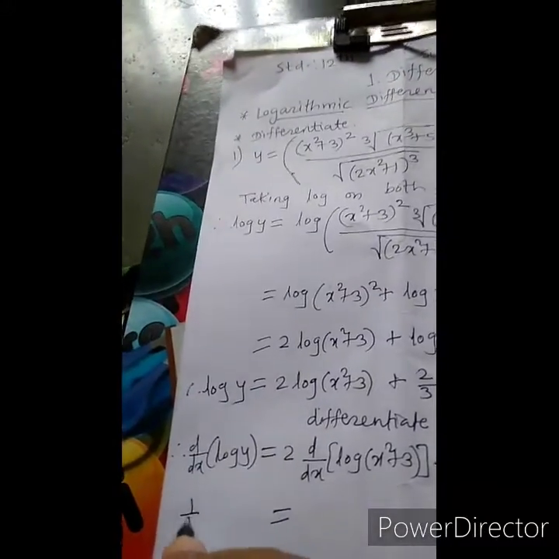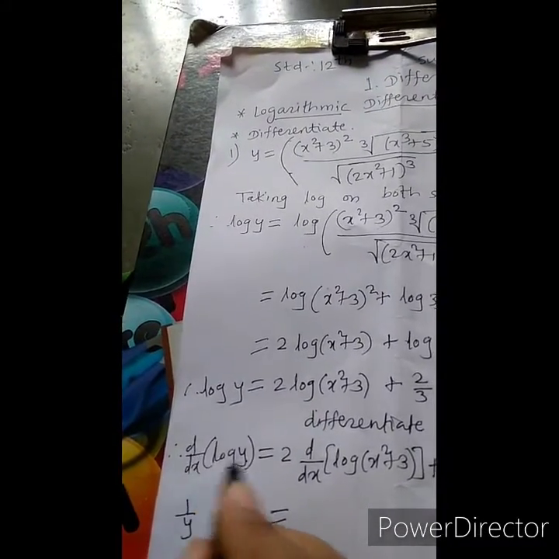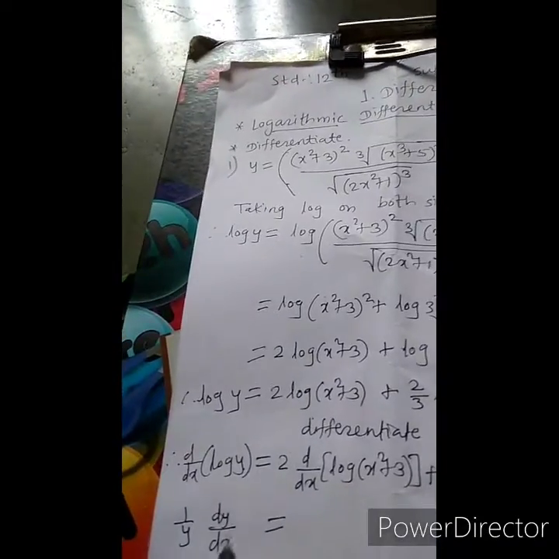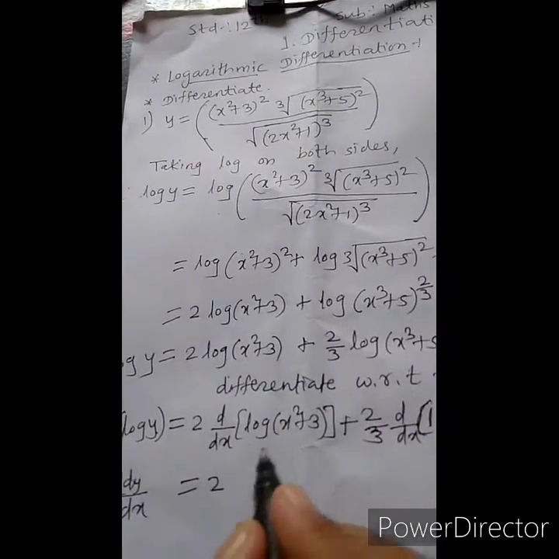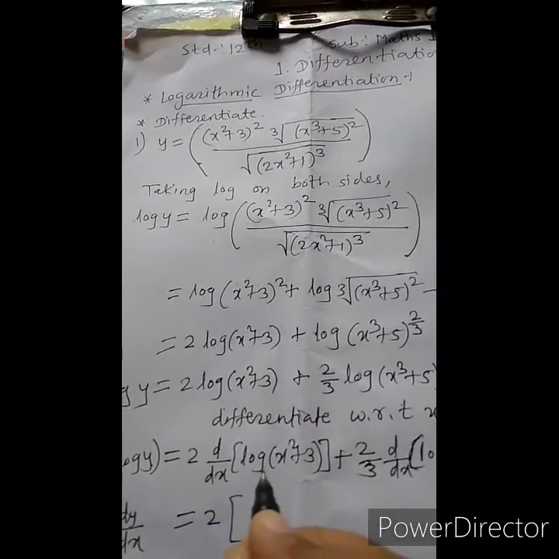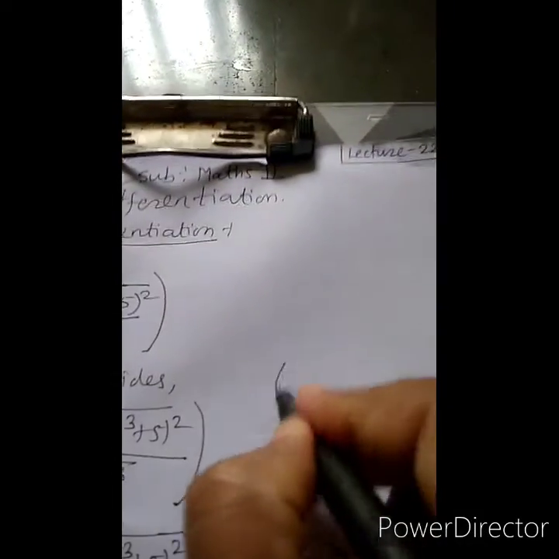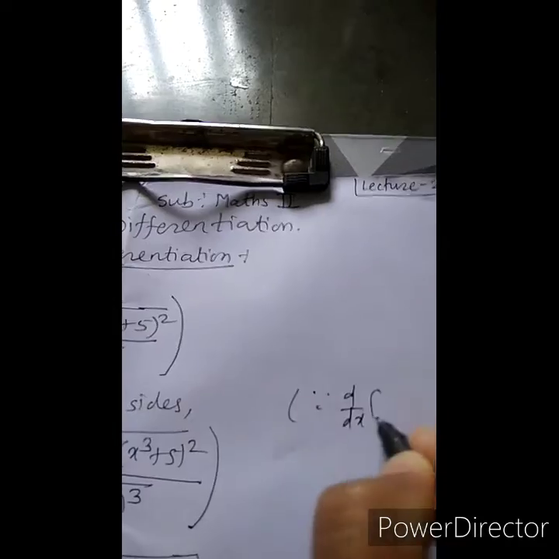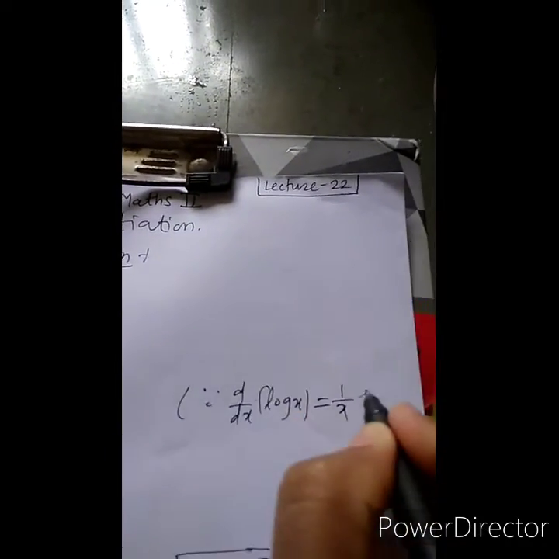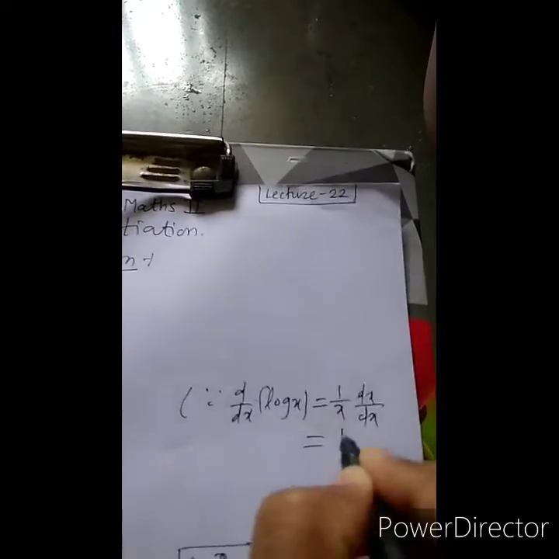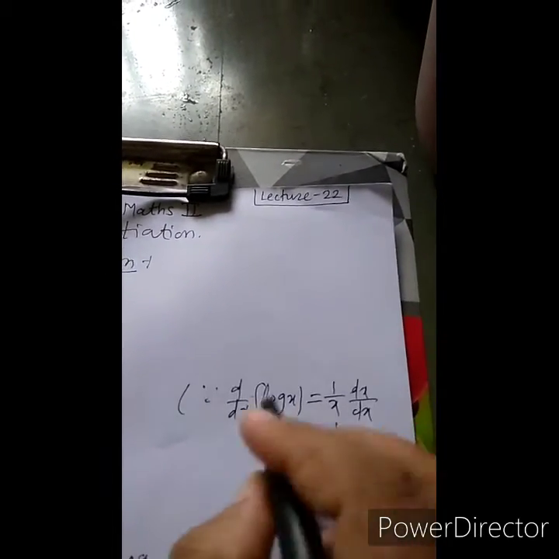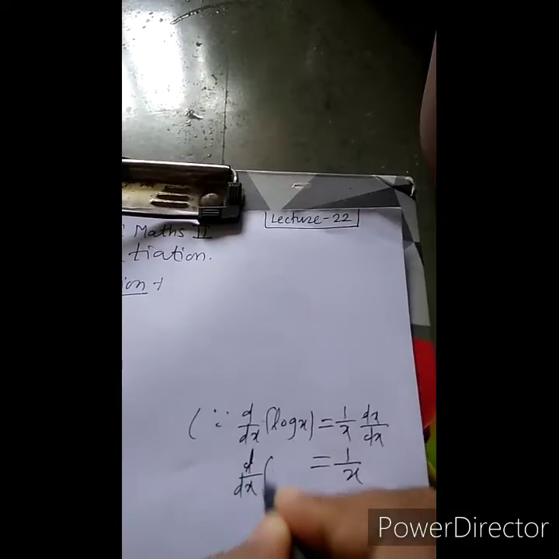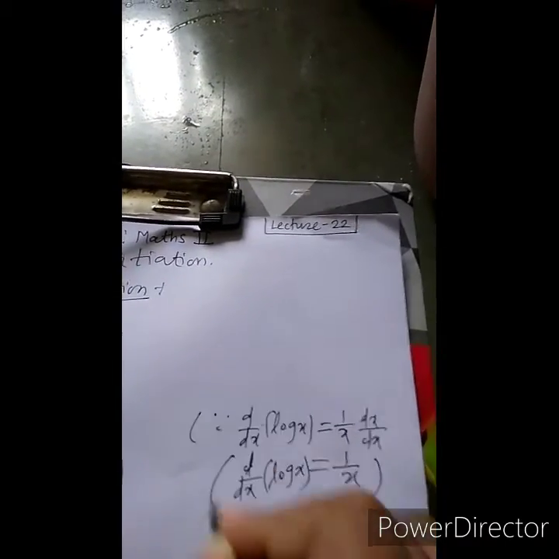Now we know that the derivative of log of y is 1 upon y, and the derivative of y is dy by dx, so the 2 stays as it is. Now we have to take the derivative of this. Derivative of log, we know that d by dx of log of x is 1 upon x, because dx upon dx is 1. Therefore d by dx of log of x is 1 upon x. So by using this formula we can solve.